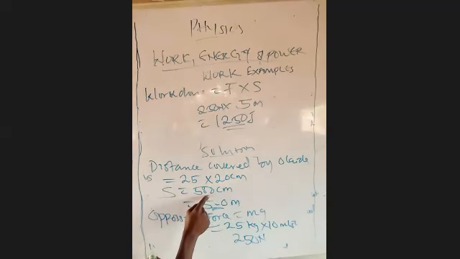25 times 20 will give us 500 centimeters. The 500 centimeters is the distance covered, but it is in centimeter. We convert it back to meter. That's how we arrive at 5.0 meter. To convert from centimeter to meter, you divide by 100, while to convert from meter to centimeter, you multiply by 100. I hope you understand.